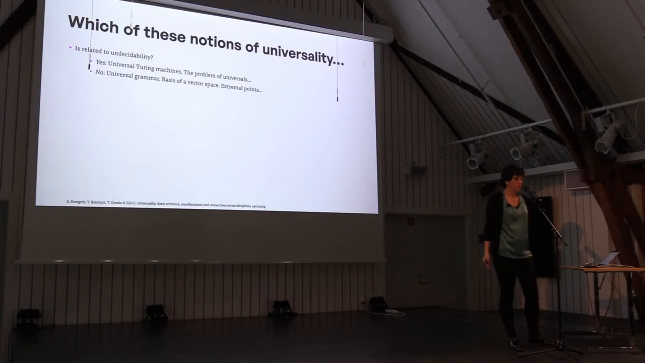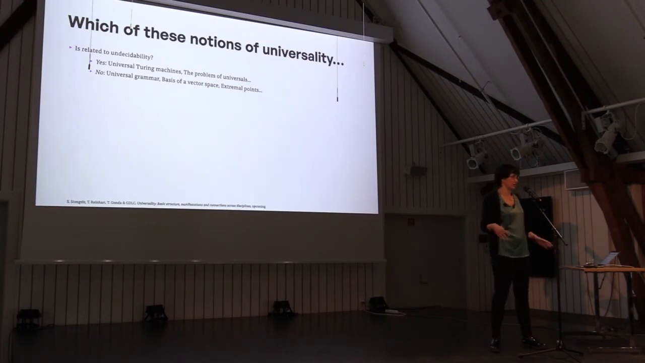Okay, what do we do with this exercise? Well, we try to then classify types of universalities. For example, we try to say, which of these notions of universality is related to undecidability? Well, yes, the Turing machines, the problem of universals, no. The universal grammar, the basis of a vector space, extremal points, as far as I know.